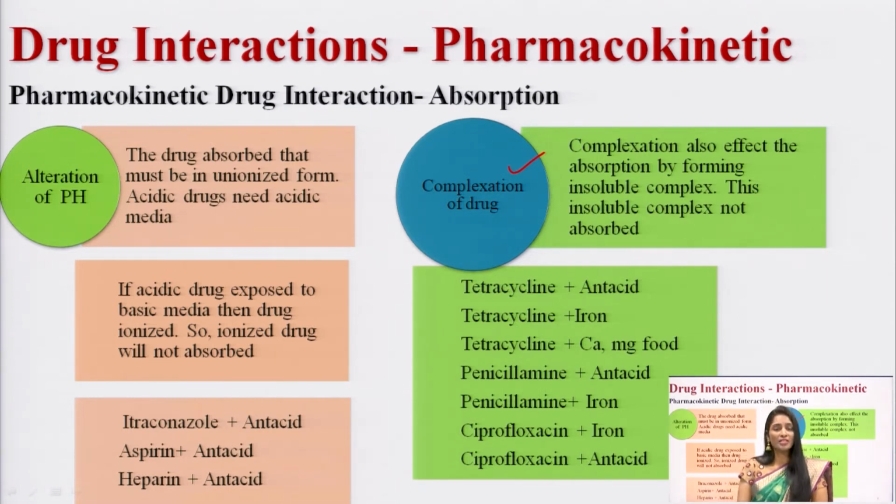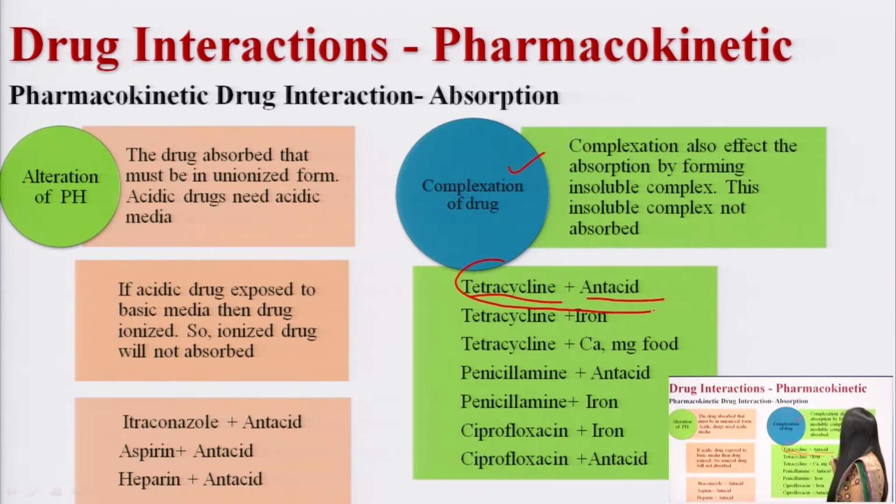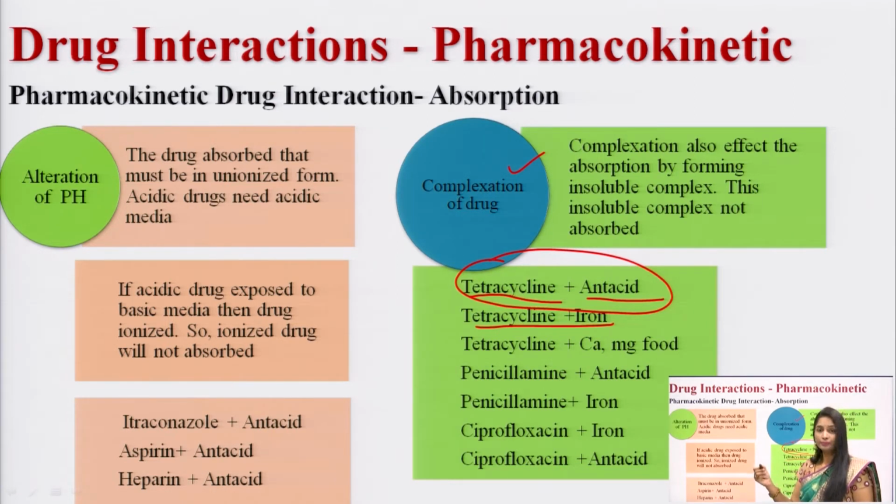In such a way, the complexation of a drug affects the absorption. If any drug forms a complexation which leads to an insoluble complex, it can lead to a decrease in absorption. And what is the example here? Tetracycline. You have mixed the tetracycline antibiotic with antacid, which causes complexation and delays the absorption. And the next one is tetracycline with iron. If you combine tetracycline with iron, the absorption will be delayed, which causes the insoluble complex and a decrease in absorption.